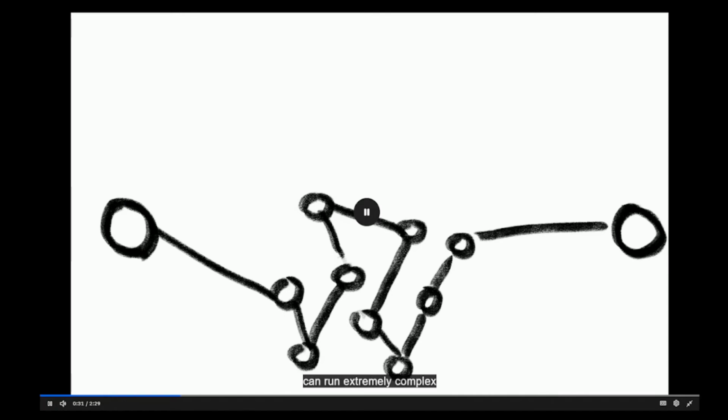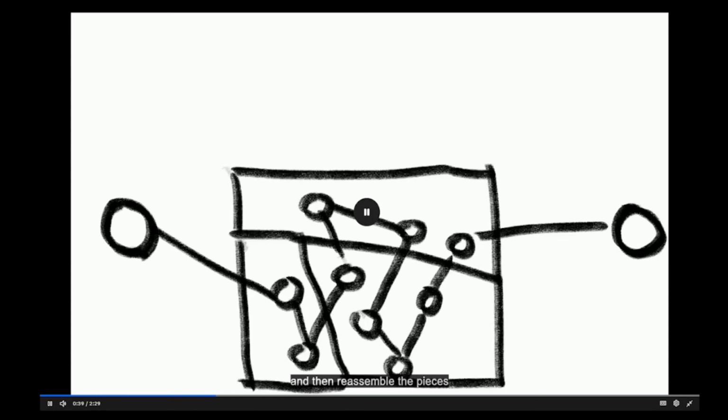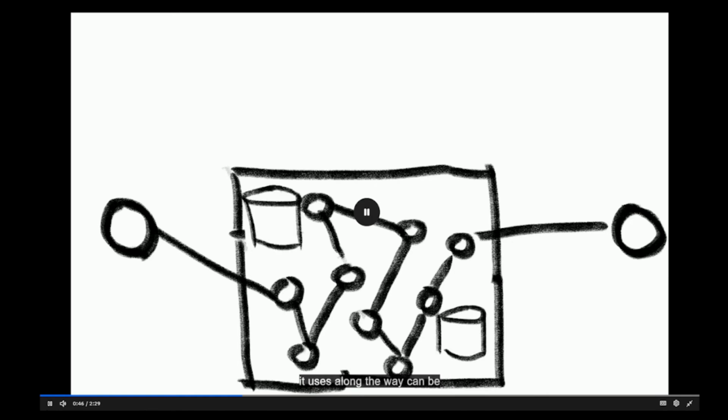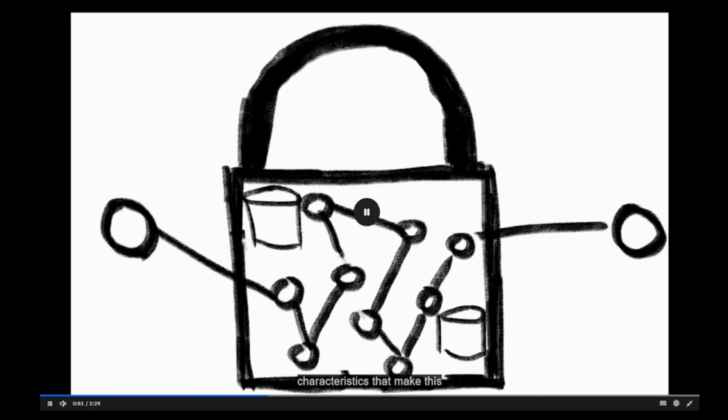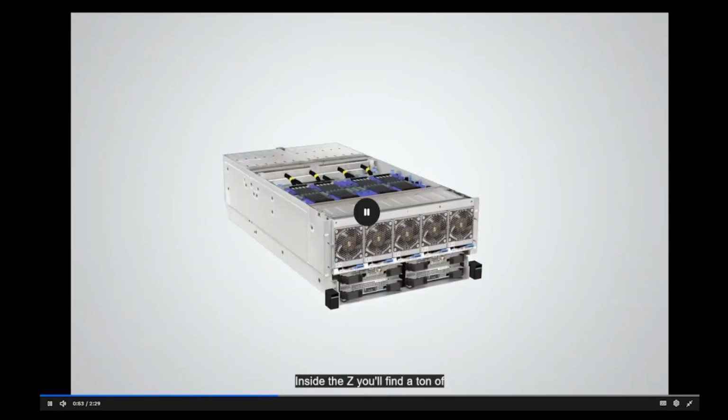This means that the mainframe can run extremely complex workloads entirely in memory on one system, without needing to break it up into smaller bits and then reassemble the pieces afterwards. It also means that the entire transaction and all the data it uses along the way can be automatically encrypted in full. And it's the mainframe's unique characteristics that make this all possible.